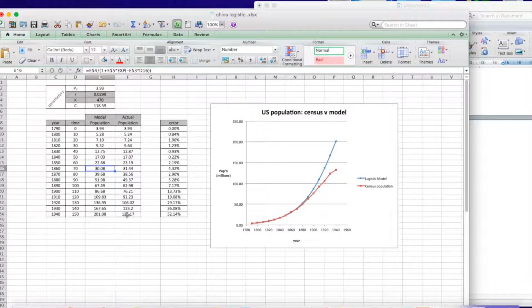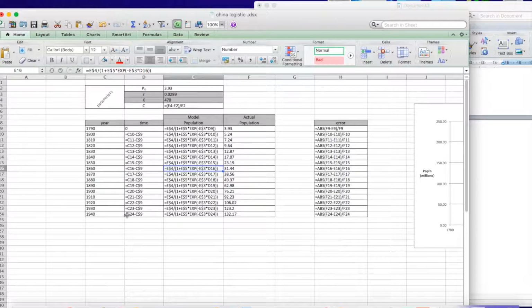So if I use my control tilde combination on the keyboard, you can see all the formulas here. Now time, that's just working off the years. So I'm basically converting my years to a reference time of 0. So 1790 references as 0, and these will go up in 10 years. So basically, I could just string this down as being 0, 10, 20, 30. I'll get the same thing. The most important thing here, of course, is the formula in here, which is the logistic model. These numbers here were copied from the task sheet.